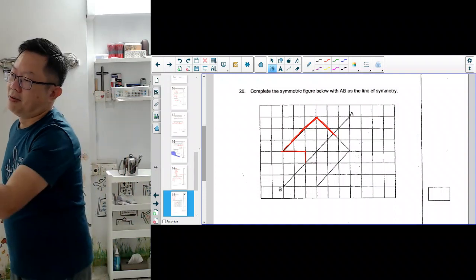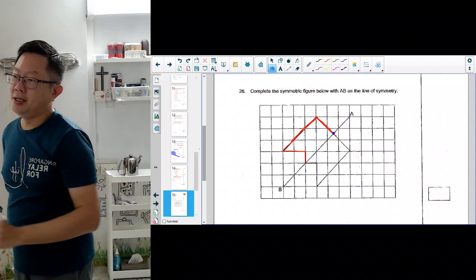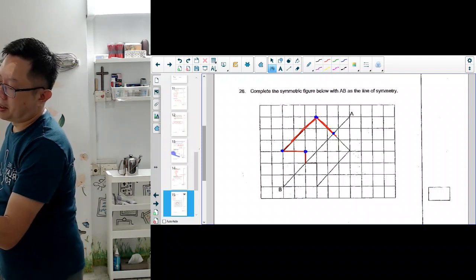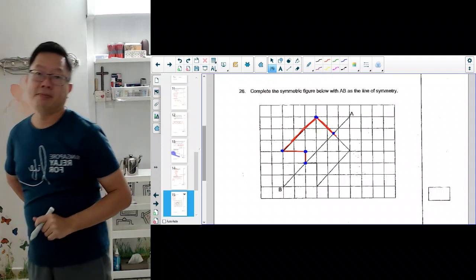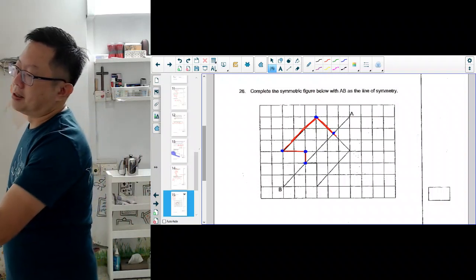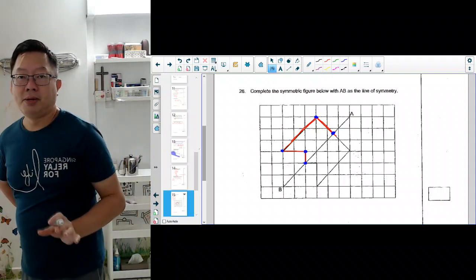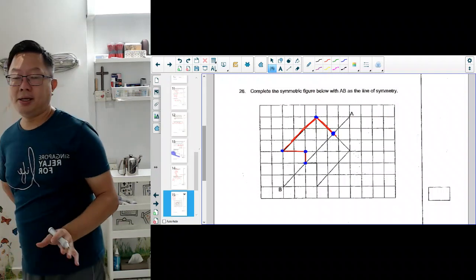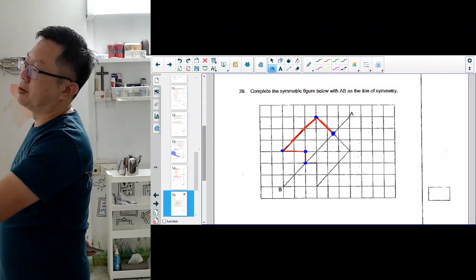Okay, first lesson, lesson number 1, is to mark out the corners. Mark out all the corners, and you are going to do some tracing, right? Alright, now let's start with this corner. This corner is on the line of symmetry, so nothing can be done when it's on the line of symmetry. So we don't do anything. From this corner, we move to the next corner.